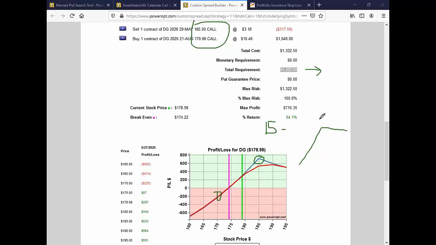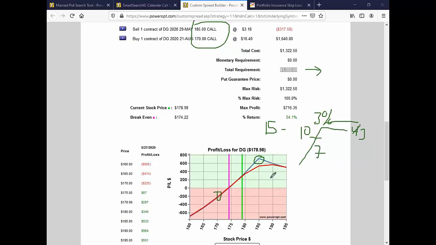But the covered call is a static structure. I buy Dollar General at 178.98 and I sell the 180 call, and if the stock goes up to 200, goes up to 300, I make that 4%, 3% return if assigned, if I don't roll the position. So we get a 3% premium here on that position. If the stock falls 10%, well, I'm only looking at a 7% loss, but it's capital intensive, right?